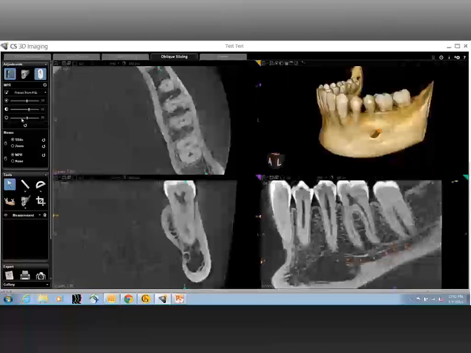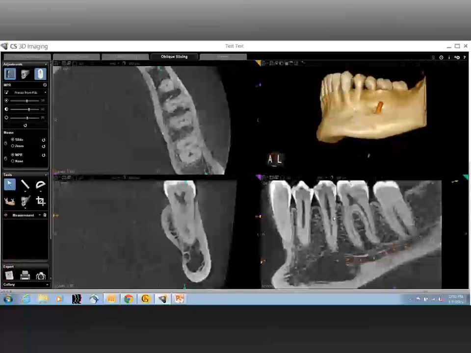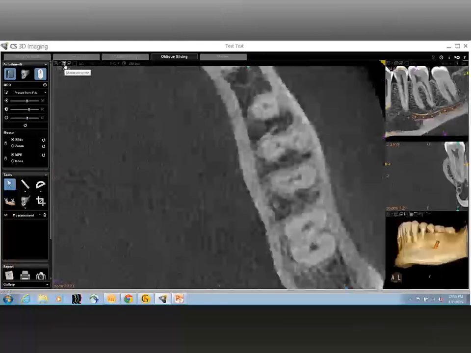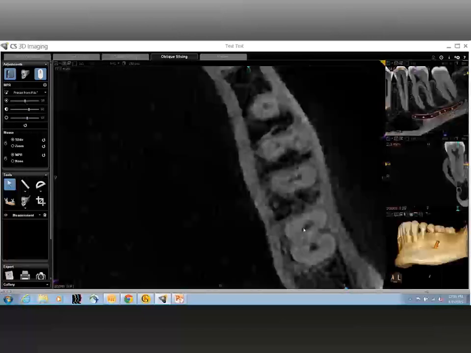So those are two parts of the question. I'm going to take the first part first, which is about the PDL. One of the limitations of CBCT is that it cannot see soft tissue structures, and it should be duly noted that you will not be able to visualize the PDL as such, just like in any other radiograph. What we are able to see is the PDL space.